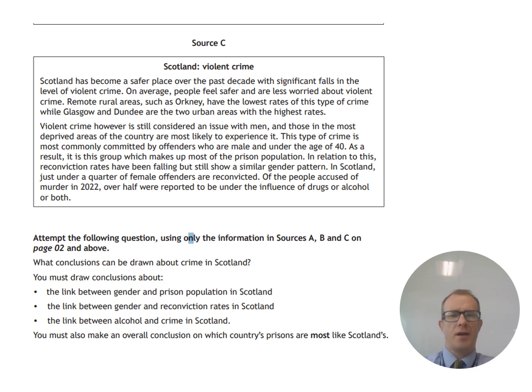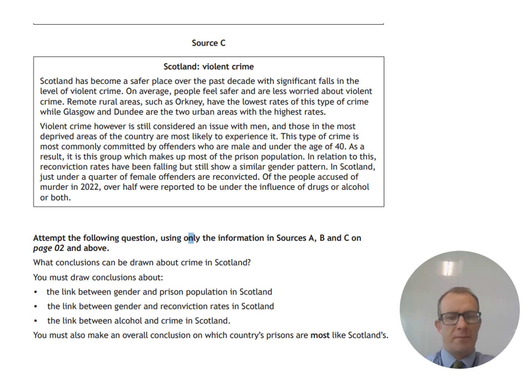Hi everyone, let's have a go now looking at conclusion source questions. So I've started with the question this time to make it a bit easier. In this question we'll always say what conclusions can be drawn about a topic, in this case, crime in Scotland. You always get 3 bullet points, and what you do is you read the sources and you try to find a conclusion about each topic.